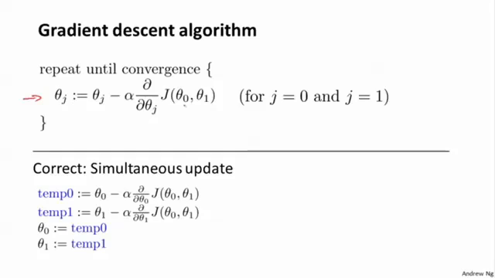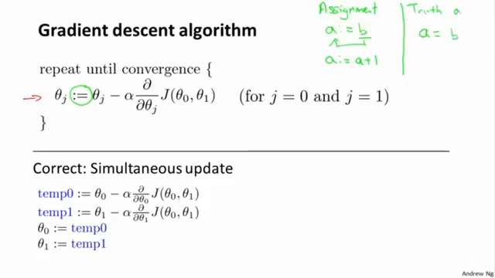Okay, so let's see. There are a lot of details in this equation, so let me unpack some of it. First, this notation here, colon equals, I'm going to use colon equals to denote assignment. So the assignment operator. Concretely, if I write a colon equals b, in a computer, this means take the value in b and use it to overwrite whatever value is in a. So this means, set a to be equal to the value of b. Okay, so it's assignment. And I can also do a colon equals a plus 1. This means take a and increase its value by 1. Whereas in contrast, if I use the equal sign, if I write a equals b, then this is a truth assertion.